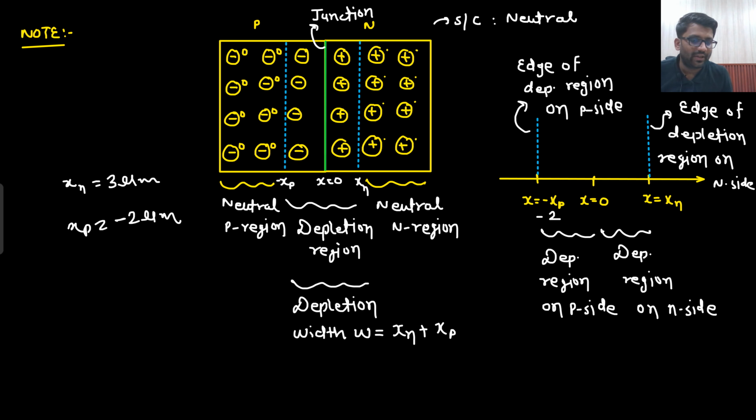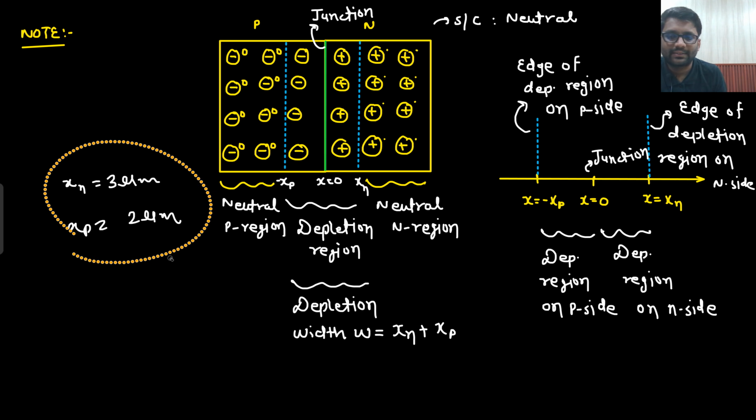So the junction I am assuming at x equals 0. This is my junction, right? The xn value I am taking as 3, the xp value I am taking as 2, not minus 2. The xp value is 2, so this x would become minus 2, this x would become 3. So depletion width would be xn plus xp. Is that clear? Very simple thing, very straightforward, right? Depletion width would be xn plus xp.